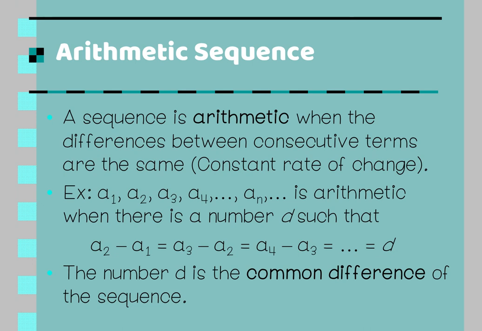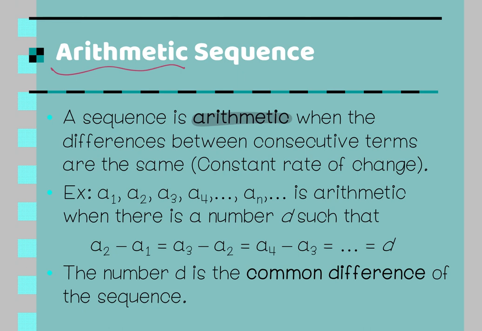There are 2 special types of sequences we're going to talk about today. The first is arithmetic and the second is geometric. A sequence is arithmetic when the differences between consecutive terms are the same, or there is a constant rate of change. What does that sound like? What kind of functions have a constant rate of change? Linear. Linear functions have a constant rate of change, right? In the next section, it is saying how those are basically the same things. Arithmetic and linear will overlap, okay?